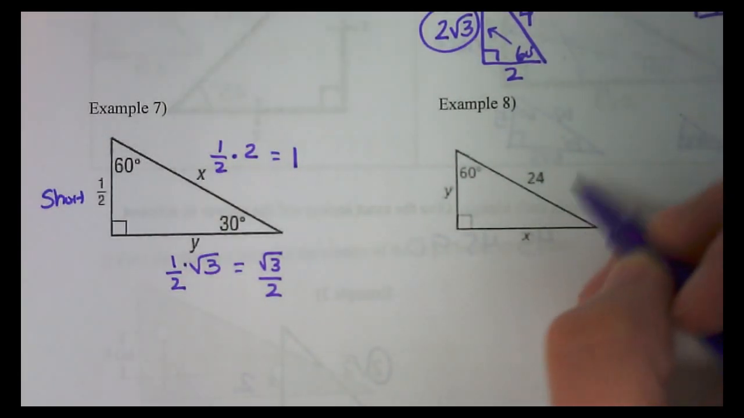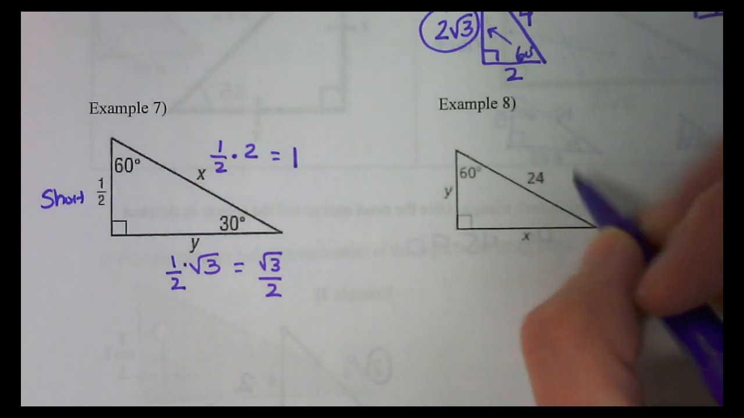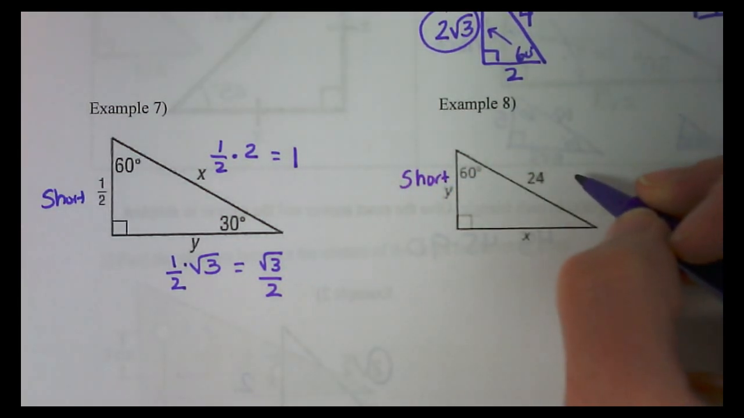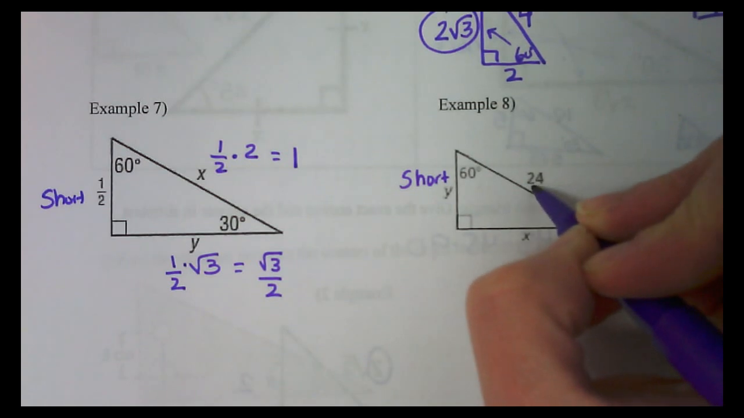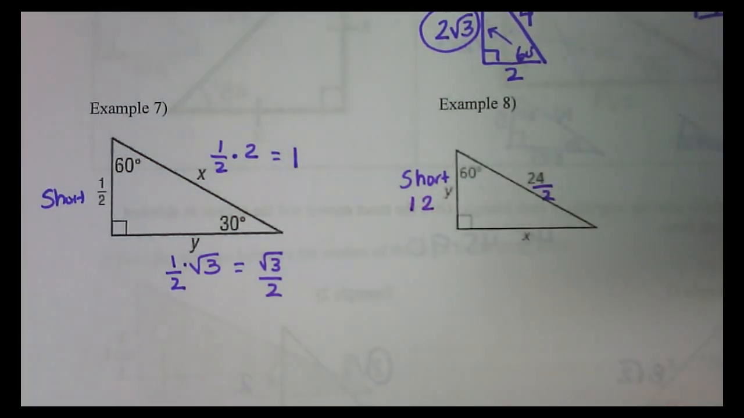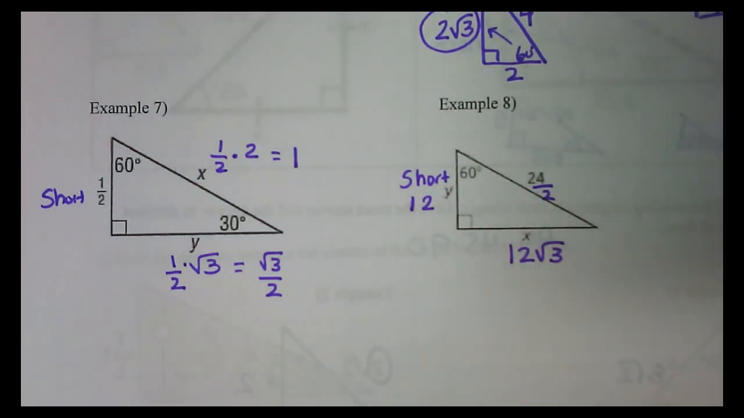Okay, over here, we know the hypotenuse. So this is our short side. If the hypotenuse is double whatever the short side is, I'm going to divide it by 2, and that gives me my short side. Okay. Across from the 60 is whatever the short side is times the square root of 3.